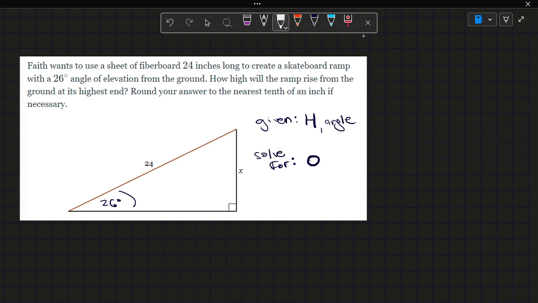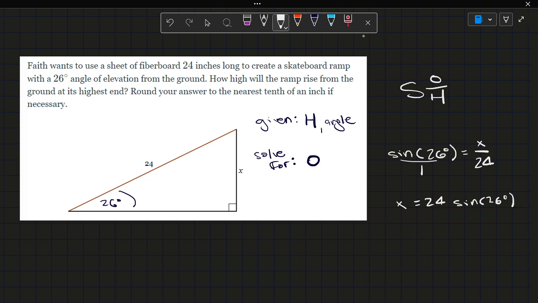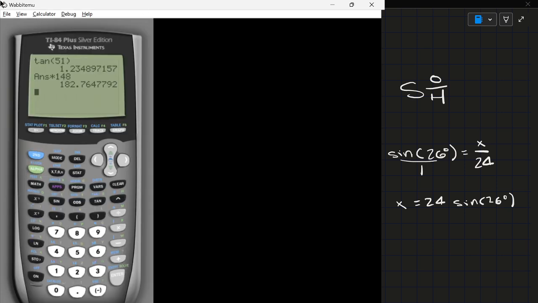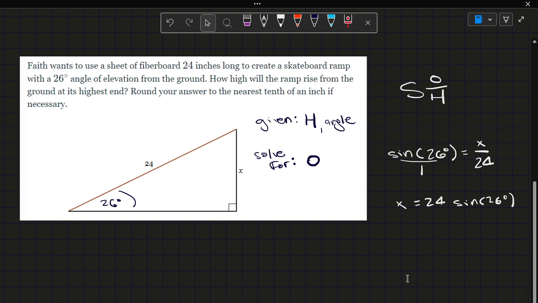So which one of our ratios uses O and H? That's going to be sine. So from here, let's set this up. We have sine of 26 degrees is equal to opposite, which is x, over our hypotenuse, which is 24. Now let's cross multiply here using the butterfly method, and just like the last one, it's pretty straightforward. We have x, because 1 times x is x, is equal to 24 times the sine of 26 degrees. And let's plug that in. So 10.5. So the ramp is going to rise 10.5 inches.